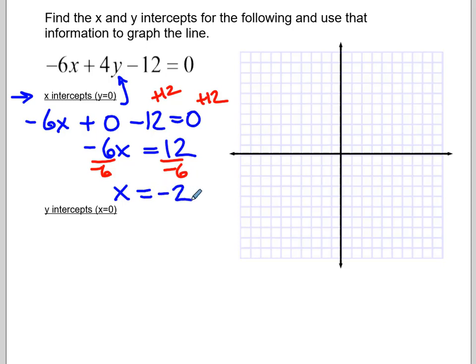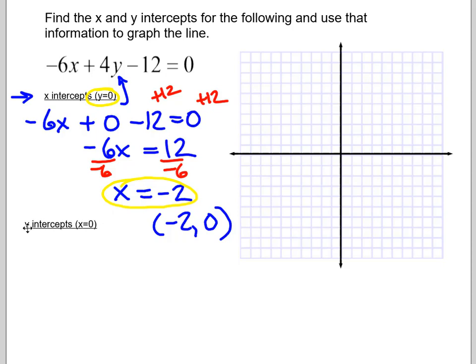And I'm going to ask one favor. Please, please, please finish with a coordinate. So what you'll notice is here's the y value, here's the x value that make up that coordinate. That's really important from a communication standpoint. And now let's do the y-intercept.